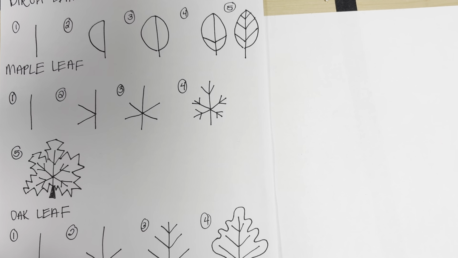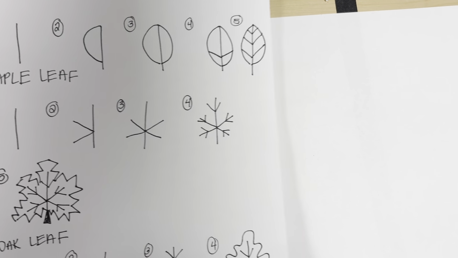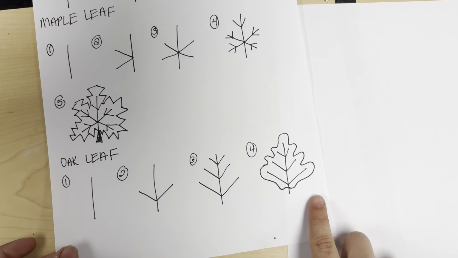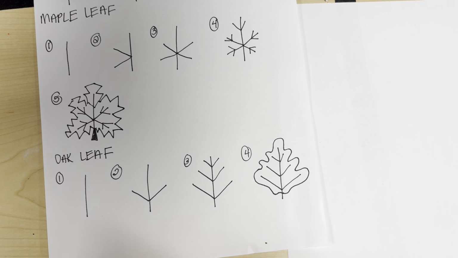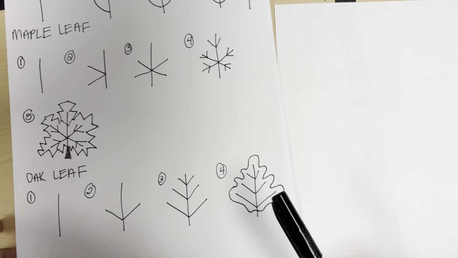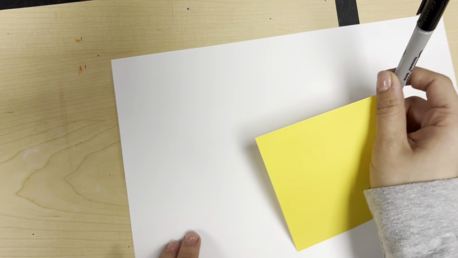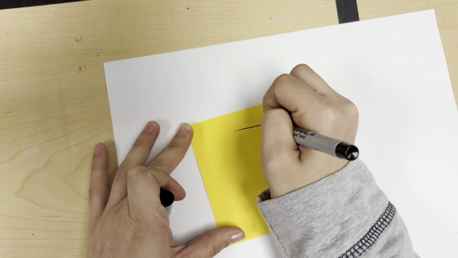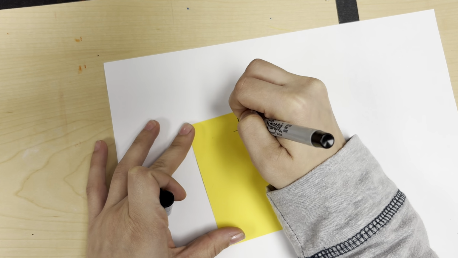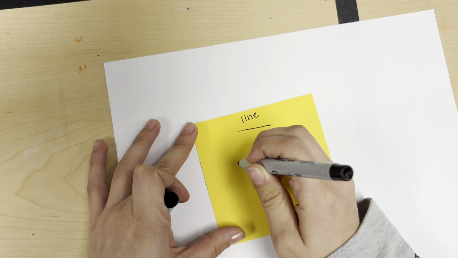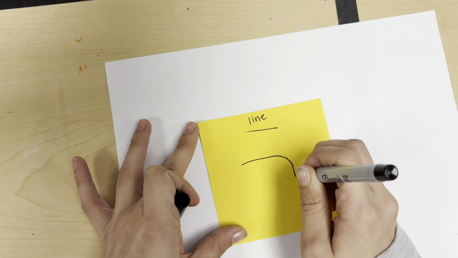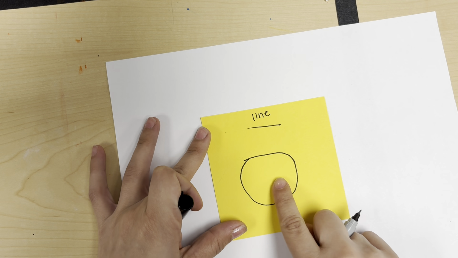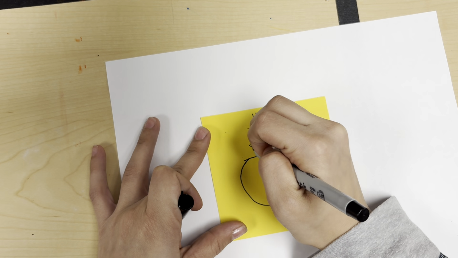Today we're going to learn how to draw 3 different kinds of fall leaves: birch leaves, maple leaves, and oak leaves. We're going to learn how to draw these leaves using lines and shapes. Remember, a line is a moving point. A shape is a line that continues until it ends where you started. So you have a closed space.